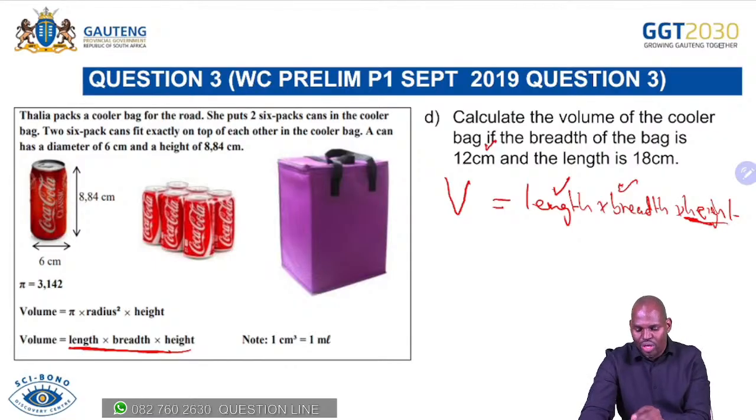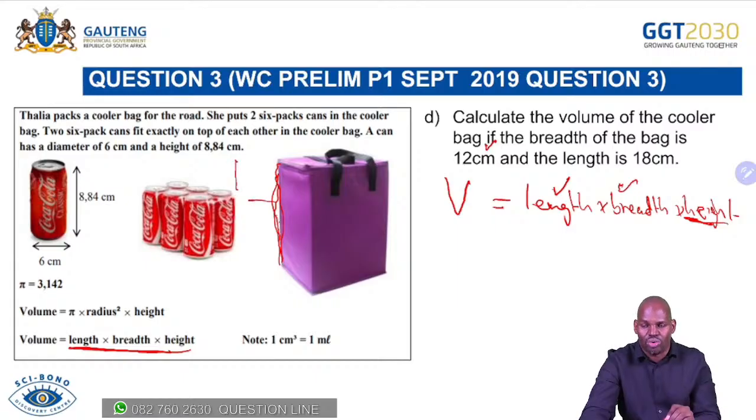No, we don't know the height, but remember, this is the continuation. If you look at the previous question, we have already calculated the height, because the height of the cooler bag will now be the height of 2 cans. So it's 1 can and then another can on top. So we also said it's 18 because it was 8.84 multiplied by 2 and then we called it 17.68 and then we did round it off to 18.